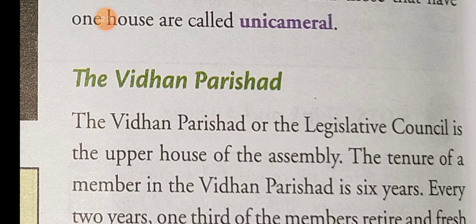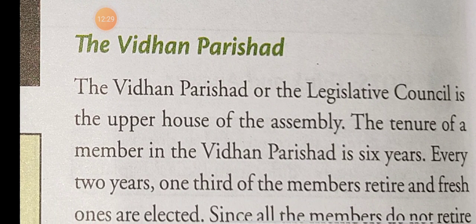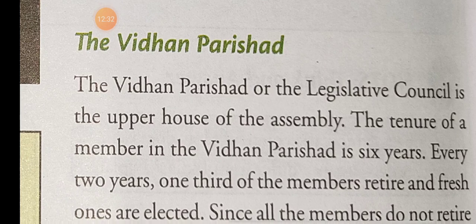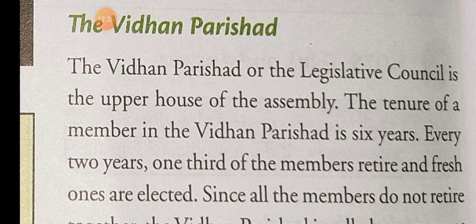Now the first one is the Vidhan Parishad. Vidhan Parishad or the legislative council is the upper house of the assembly. So there are two houses of the legislature: Vidhan Sabha and Vidhan Parishad. Vidhan Parishad, the legislative council, is called the upper house, the main house.